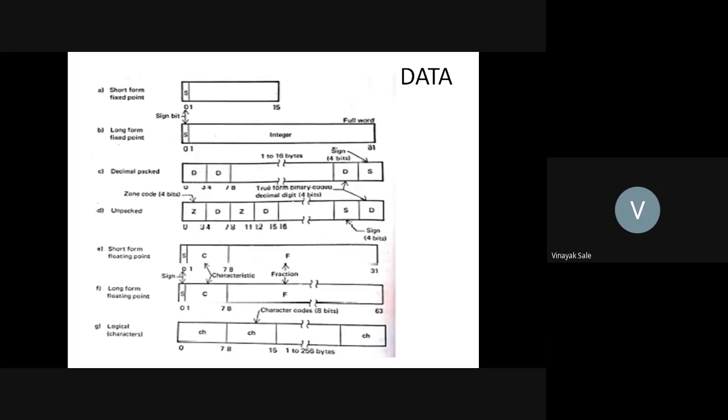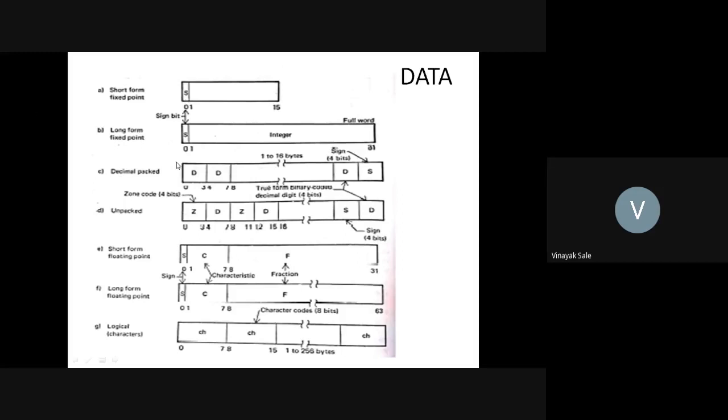Out of this 16 bit, 0 to 1, the first bit is a sign bit. This bit is a sign bit, and remaining for fixed point remaining 15 bits, 1 to 15. These are 15 bits for the fixed point format, and 0 to 1, this first bit, that is 0th bit. 0th bit is a sign bit.